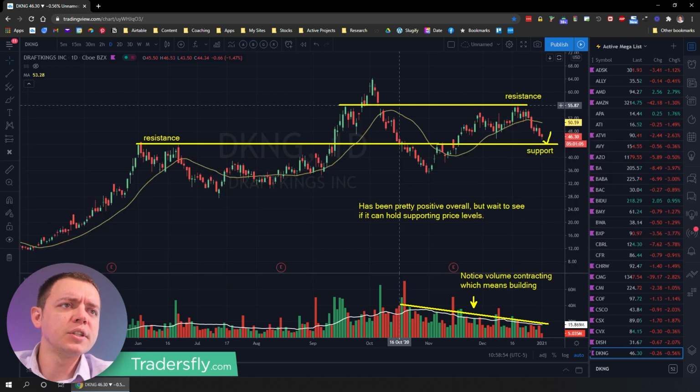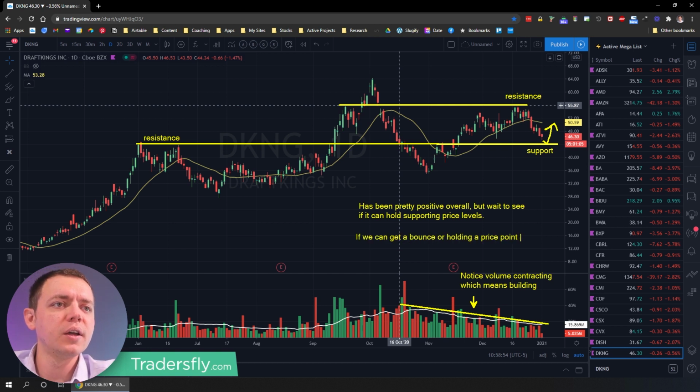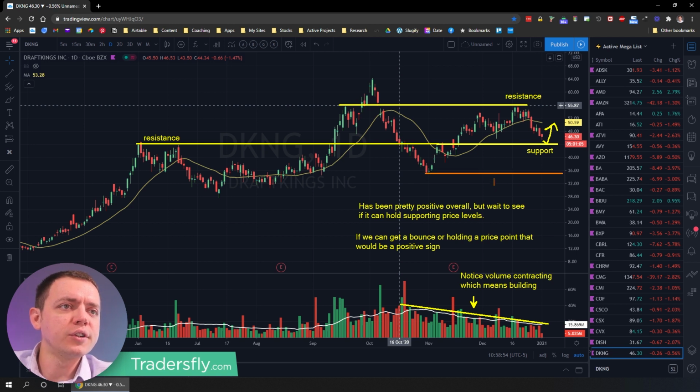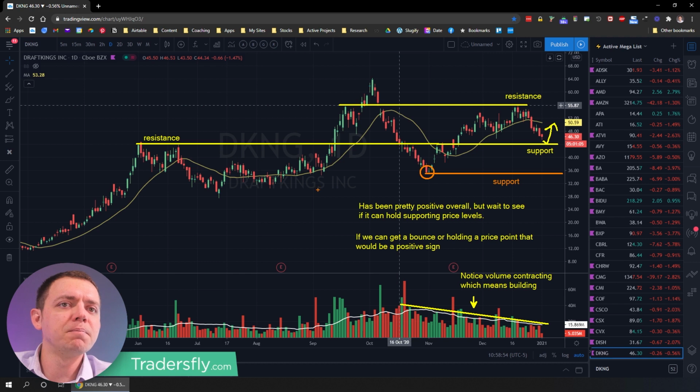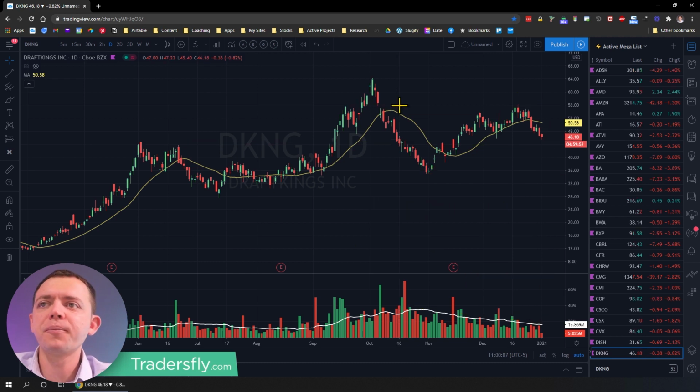That's where I'm at personally, but if we can get a bounce, or holding a price point, that would be a positive sign for the stock. So that's what I would be watching. I would also look for another support level right here. Not resistance, but support around the 36 level. That's where the swing point lies in the chart.